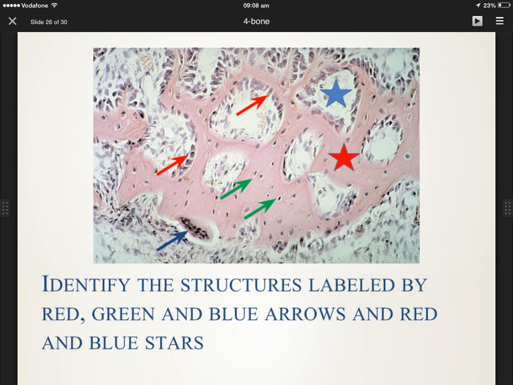Blue arrow and red and blue star. The red star is the bony trabeculae, and it is of course present in between the bone marrow cavities, and it is acidophilic, containing osteocytes inside.